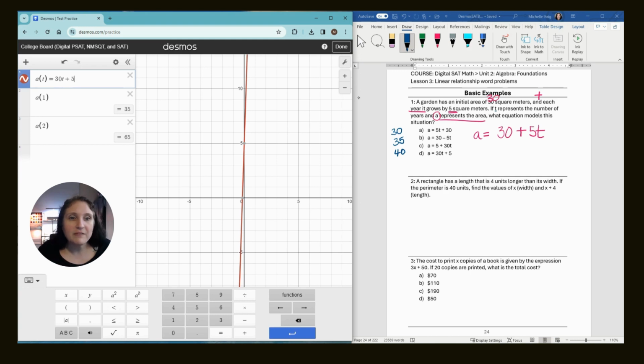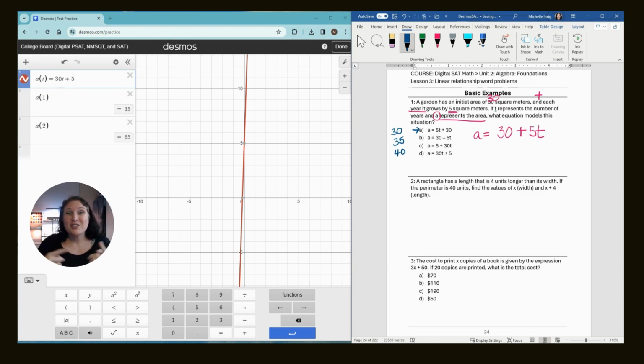Even though the 5t and the 30 got switched, we can switch it. I think I said the associative property on the other video, but it's the commutative property. The commutative property allows us to change the order. The associative property allows us to change where the parentheses are located.